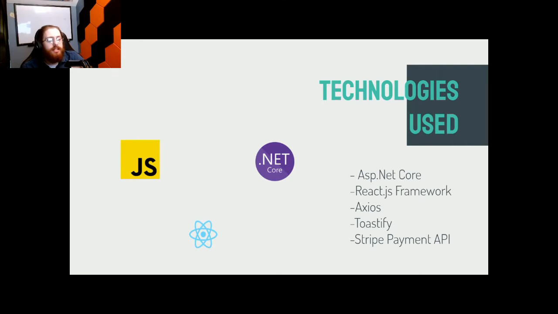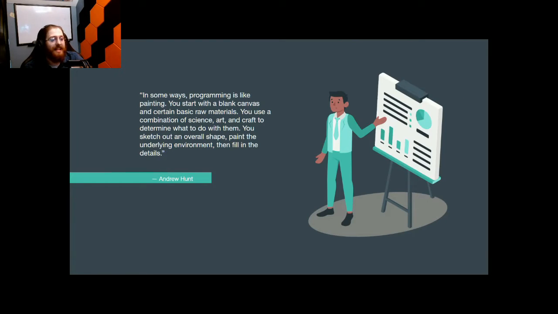So the technologies used were ASP.NET Core, React.js Framework, Axios, Toastify, and Stripe Payment API. This is a quote that I kept with me through my time at devCodeCamp. You can take the time to read it if you want. Don't feel offended if you don't. It's just a quote that I like.